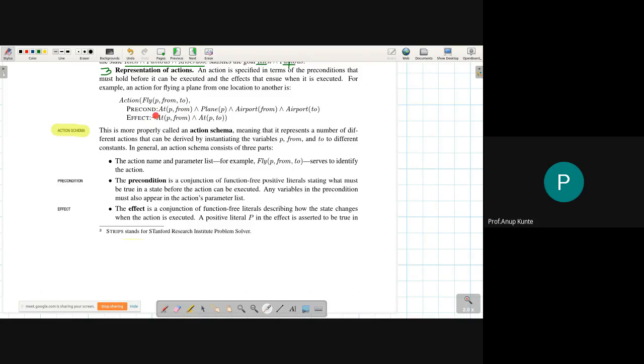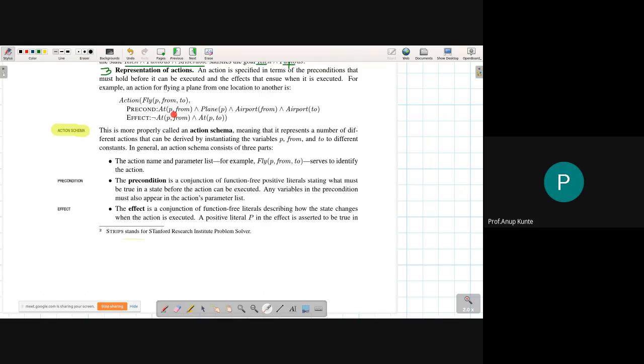The effects of flying a plane P from "from" to "to" will be that At(P, from) will no more be a true value. Instead, not At(P, from) will be true, and hence this effect will mean I should remove At(P, from) from the state of the world. Okay, it's not removed from the precondition, it is removed from the state of the world.